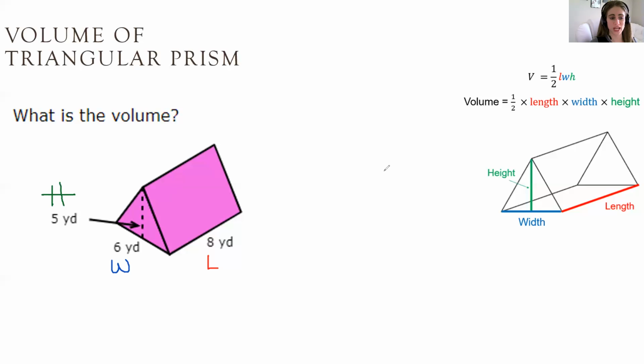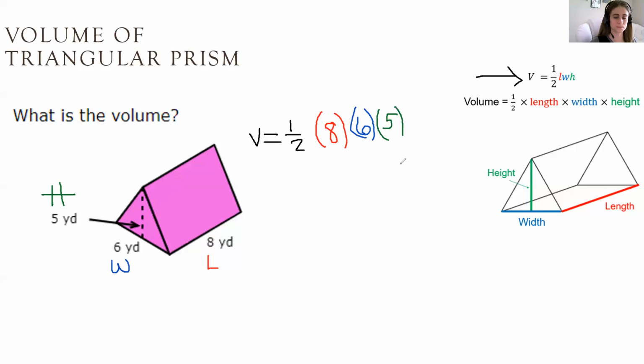Once all of that information has come into play, we can substitute, we can plug that into our formula right here. So volume is equal to 1/2 times our length, which is 8 yards, times our width, which is 6, times our height, which is 5. Now, we still have just all one operation. It is multiplication all the way across. There are two different ways that you can work with this 1/2 as a fraction. I'm going to show you both ways and you can decide what you like better.